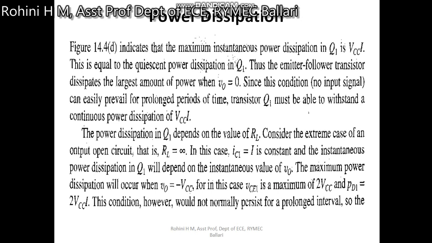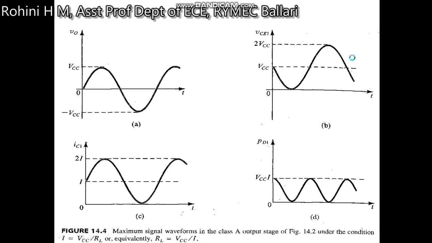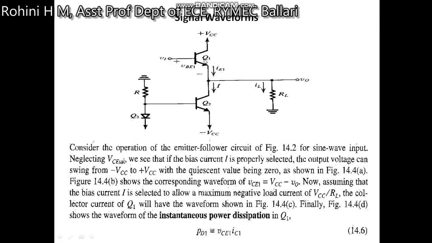So the next topic is power dissipation. As we saw, figure 14.4D indicates that the maximum instantaneous power dissipation in the transistor Q1 is VCC into I. So the Q1 power dissipation is given by VCC into I.